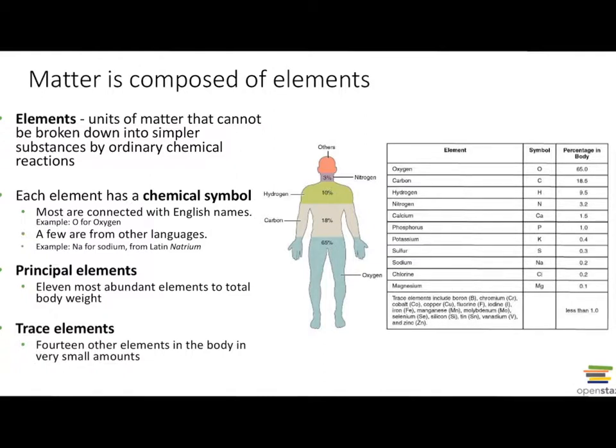So elements are going to be units of matter. And there's lots of different elements. There's 118 of them on the periodic table. Each of them is going to be different. They'll each have their own chemical properties. They are going to be given a symbol on the periodic table.